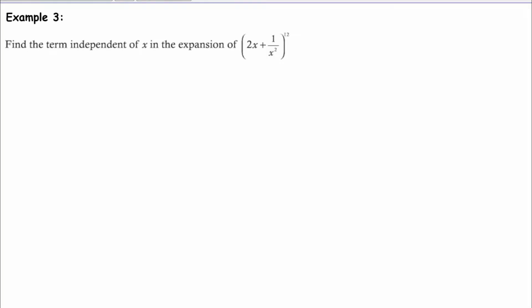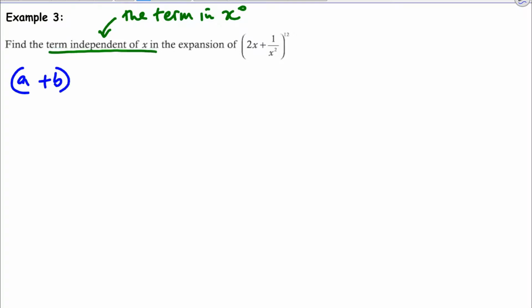Find the term independent of x in the expansion of (2x + 1/x²)^12. So again, the term independent of x is basically the term in x to power 0. So it's a specific term, which means we need to start by writing the binomial theorem.